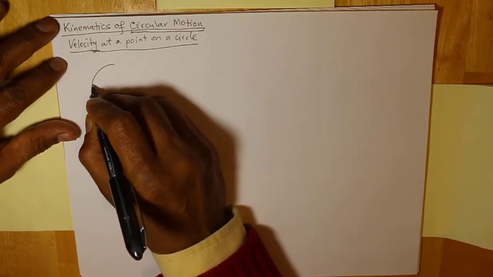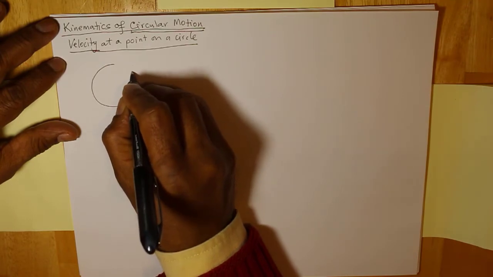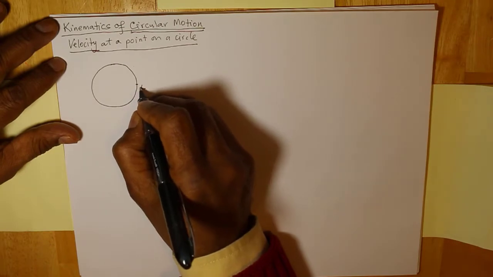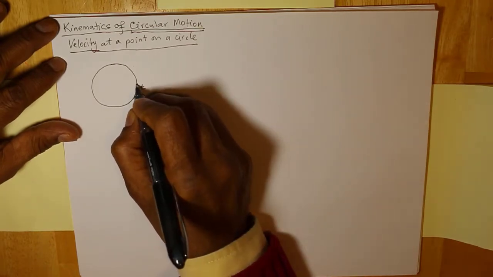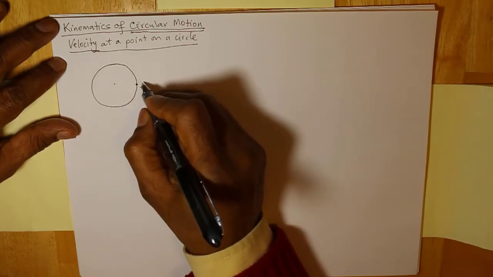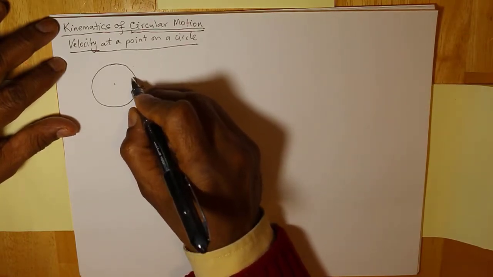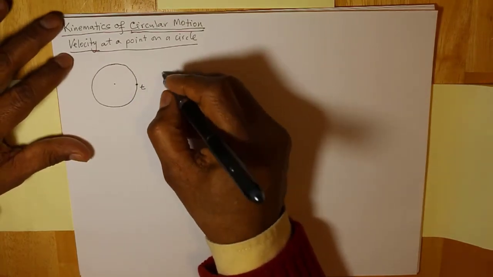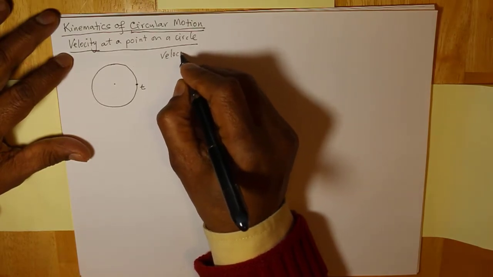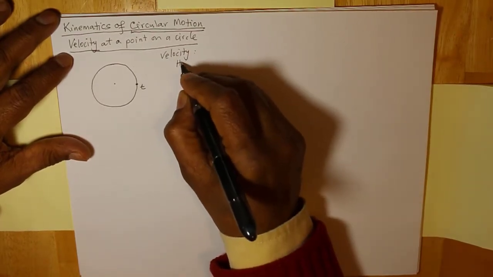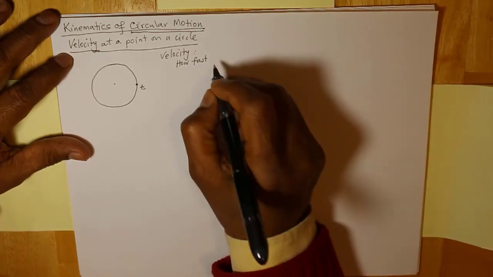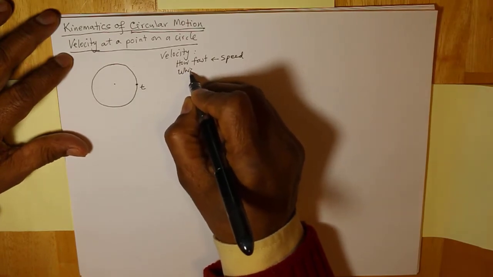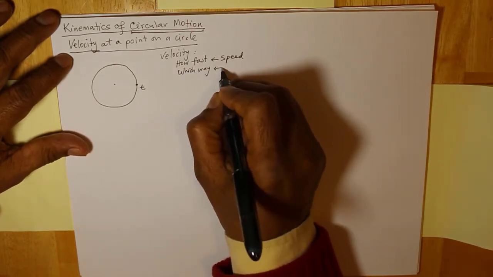Well, something is going in a circle. So if it's here at some instant t, and we want to know what the velocity of it is at that instant, well, we need to know the speed, how fast it's going, and which way it's going. So velocity has two parts to it: how fast, and that's the speed part, and which way. That will be the direction part.